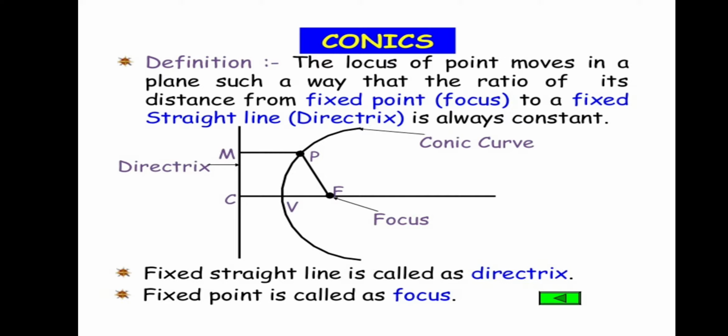So in the picture, the straight vertical line is the directrix, and in the directrix we have M and C, the center point. In the horizontal plane we have a focus. With the help of that focus and directrix M, we draw a conic curve. The fixed straight line is called the directrix. The fixed point is called the focus.